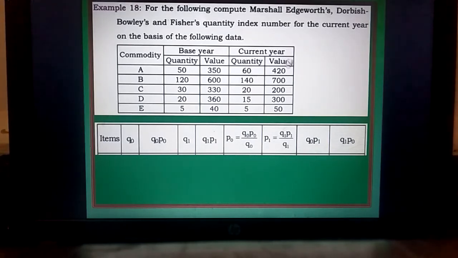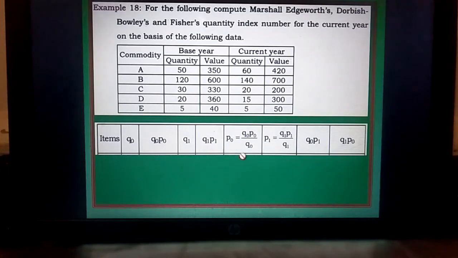Current year value once again we have to consider as price multiplied by quantity. So price multiplied by quantity in current year will become P1 multiplied by Q1 or Q1 multiplied by P1. Both are the same.